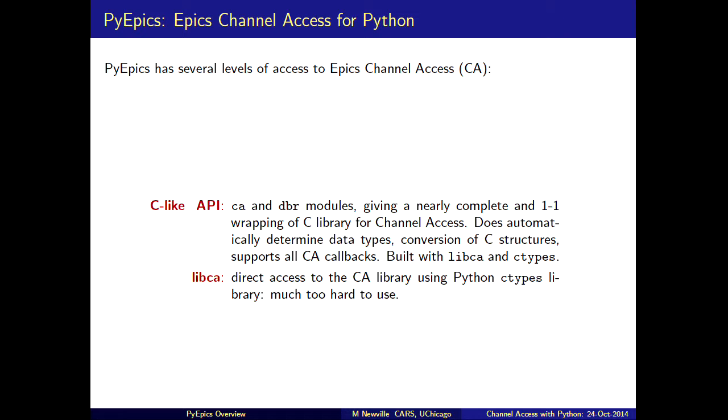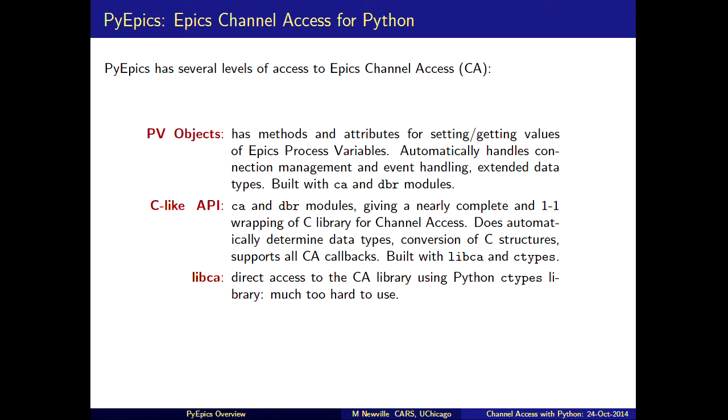And this supports all the kinds of callbacks that are used frequently in channel access, events and gets and put callbacks and so on. This is built on top of the libca library, so just the C channel access DLLs, and the ctypes library that comes with Python. So that means that it's all built in and it's easy to do, no extra libraries.